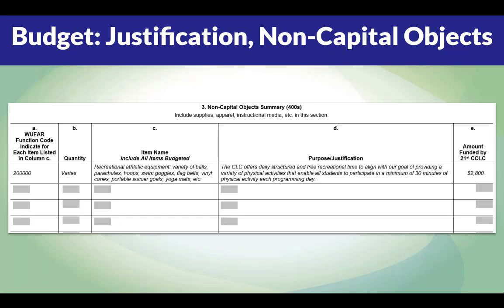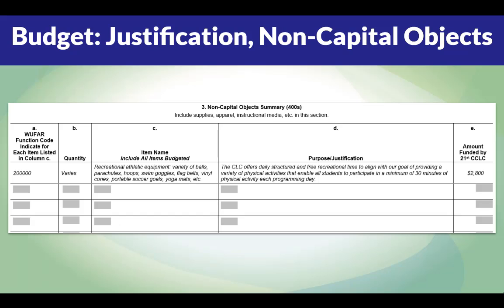Under the third column, C, item name, identify the proposed budget item. Provide enough information so that a CLC grant consultant can understand what is included in the proposed item or item category, and so that they can determine if the cost is reasonable, necessary, and allowable. If not enough detail is provided, you will be contacted by a consultant for further information. To again use the example provided, note that recreational athletic equipment is further detailed.